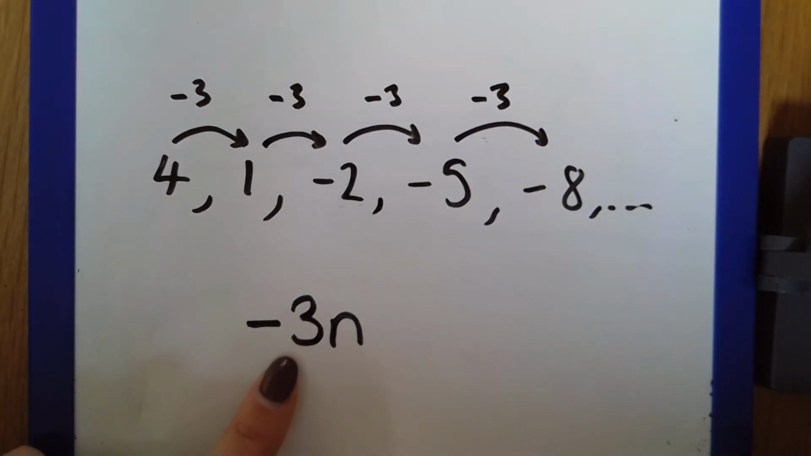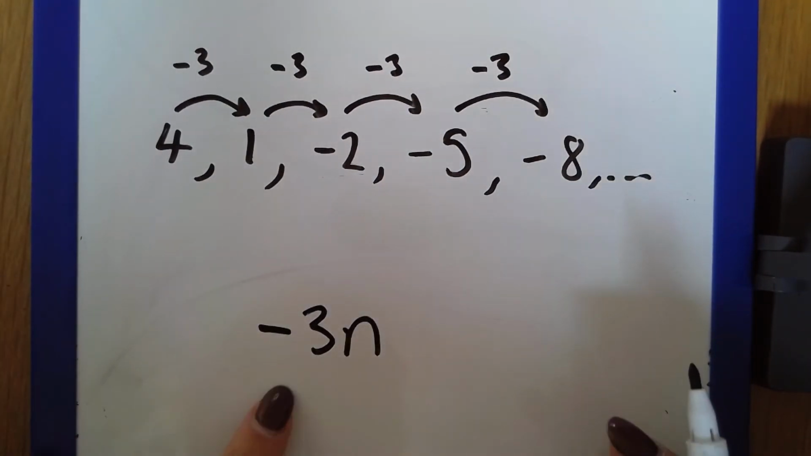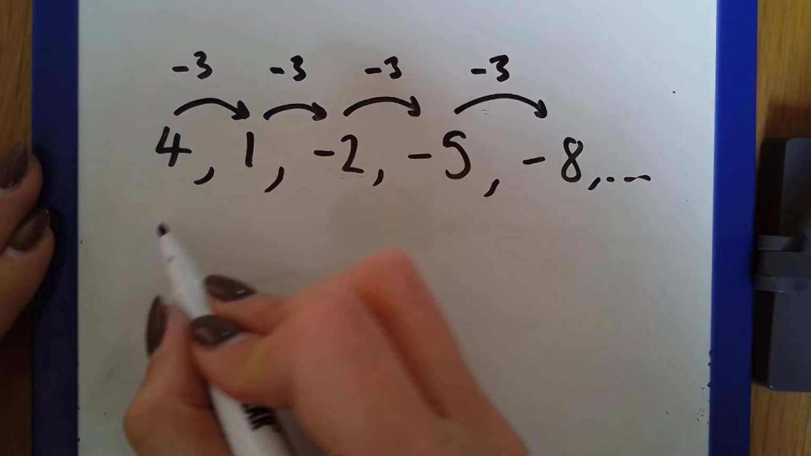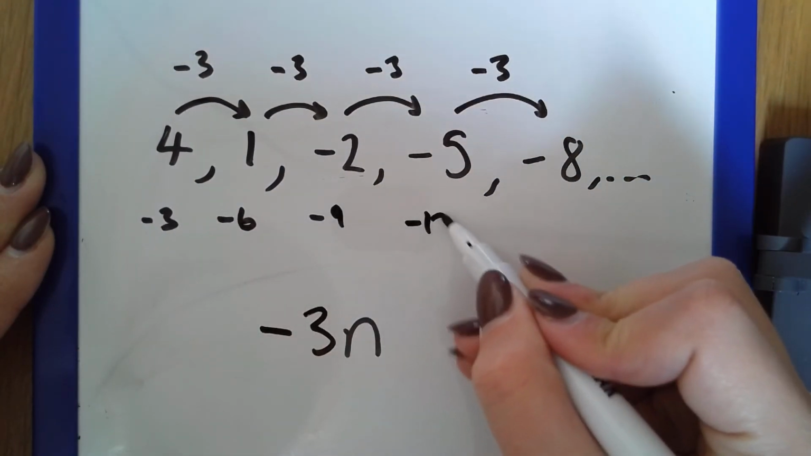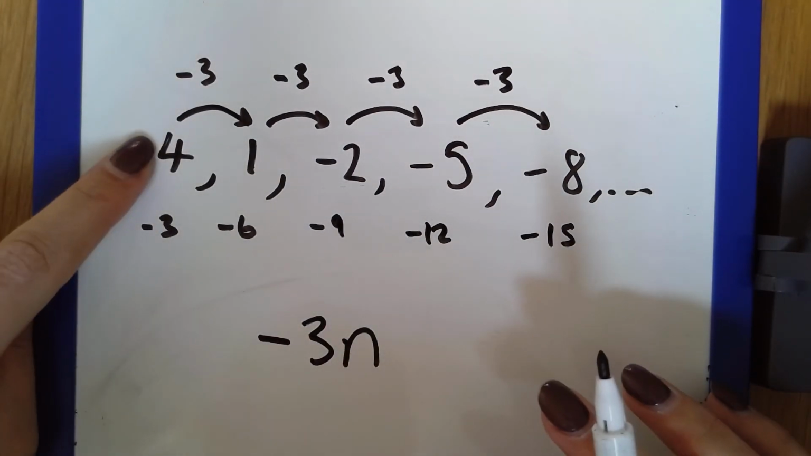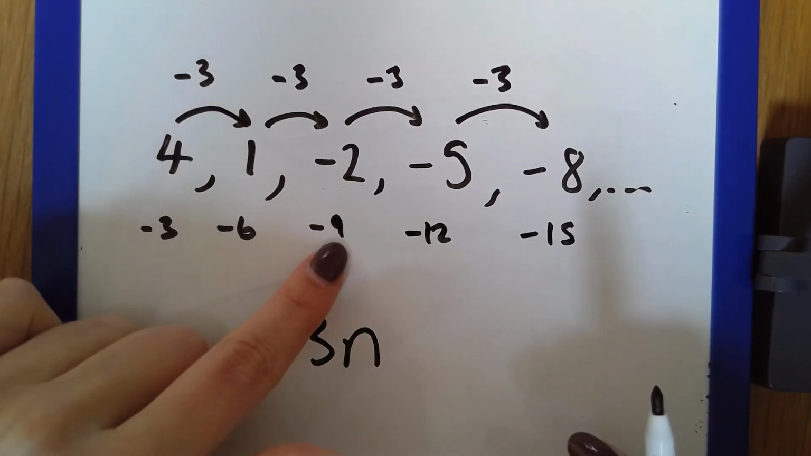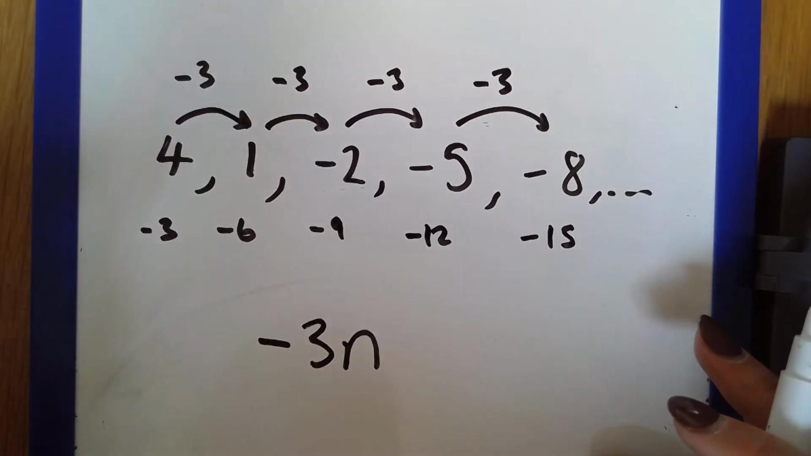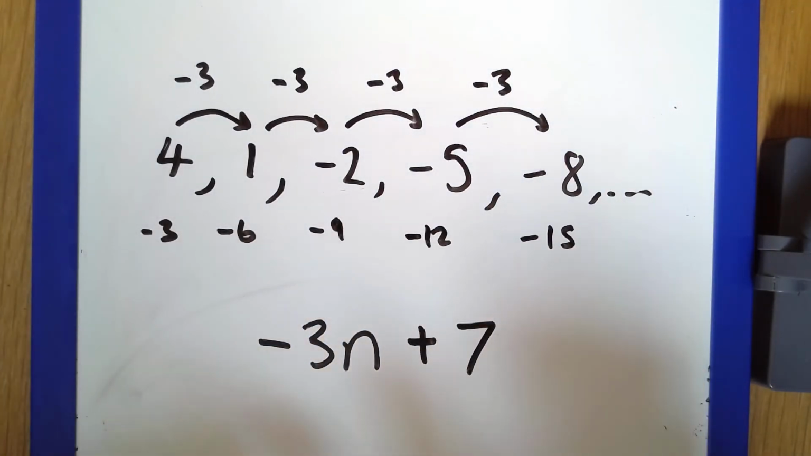I'm just going to move that down a bit: minus 3n. So now I write out my minus 3 times tables. It's like my 3 times tables, but with a minus: minus 3, minus 6, minus 9, minus 12, minus 15. How do I get from minus 3 to 4? I add 7. Minus 6 to 1, I add 7. Minus 9 to minus 2, I add 7. Minus 12 to minus 5, I add 7. And minus 15 to minus 8, I add 7. So it must be add 7.